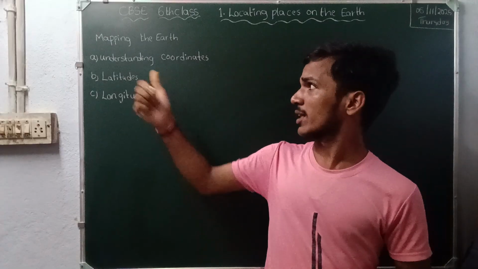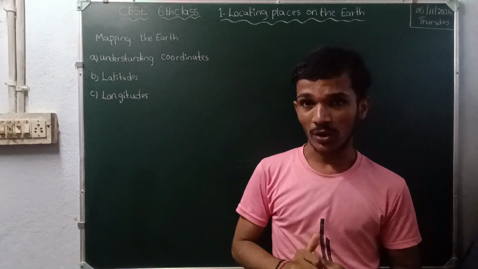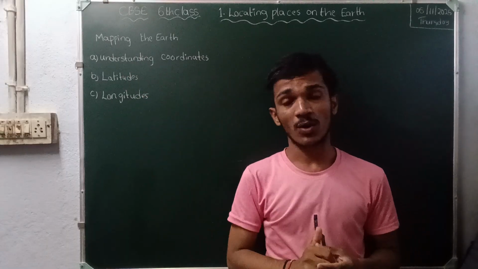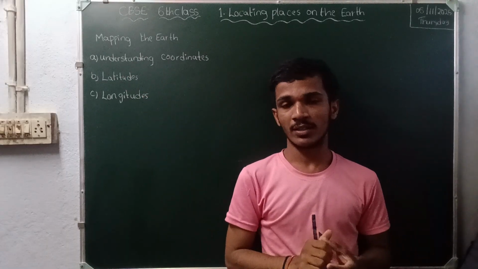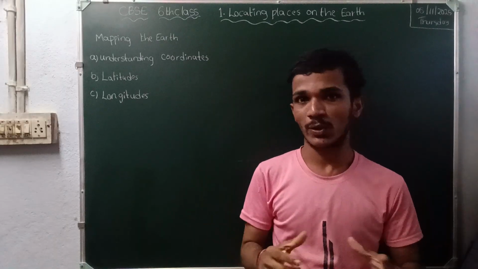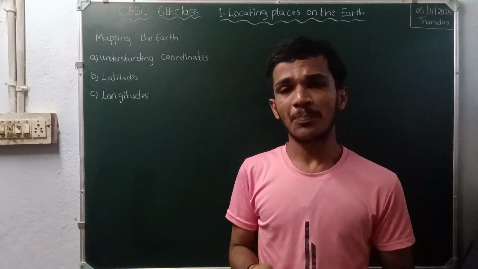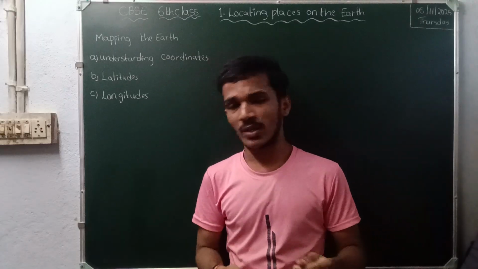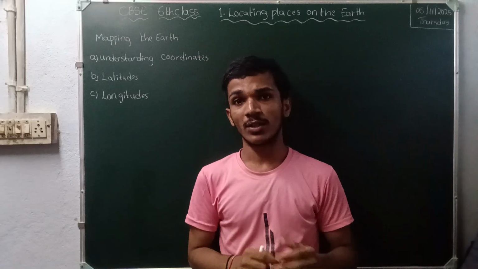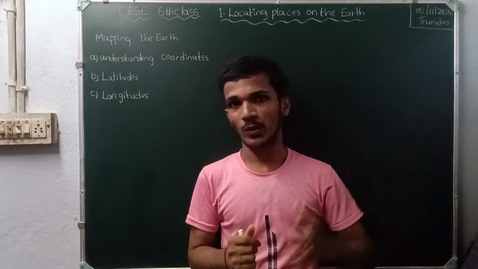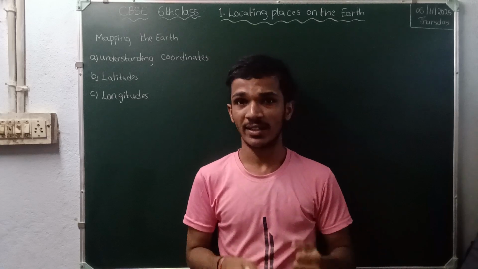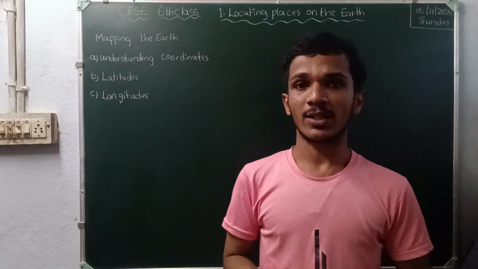Again, there are the concepts of understanding the coordinates as well as latitudes and longitudes. First, understanding the coordinates. What are coordinates? By knowing one example, we can perfectly identify what coordinates are. First, let us suppose two friends. Suppose I want to meet my friend, but I don't know his exact location. He calls me and suggests that we meet at a certain location.